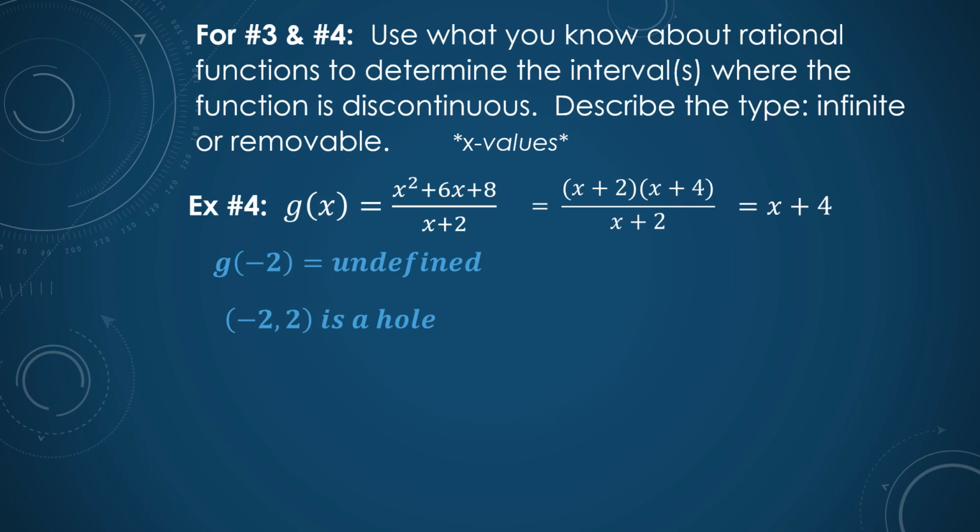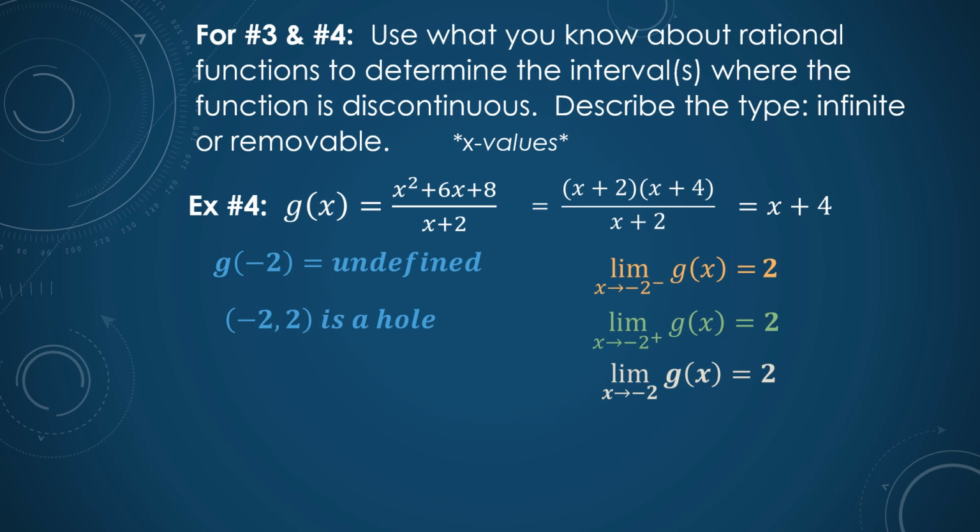Now we're going to check left and right side limits. So again, we're approaching negative 2. That's our x value where it's undefined. So we want to see if the left and right sides both approach that hole. And again, we would substitute in values really close to negative 2, so negative 2.00001 coming from the left, and negative 1.999 coming from the right to evaluate these limits. And we see that both of them are going to approach 2, which we determined was the actual hole.